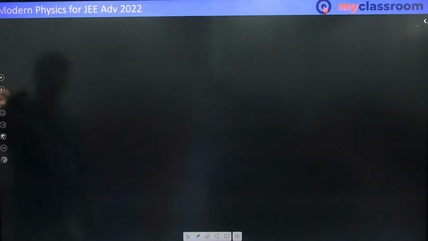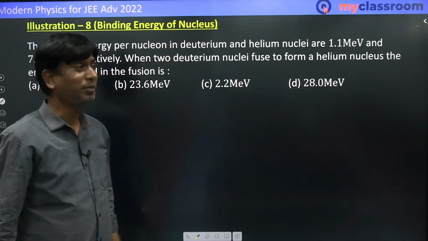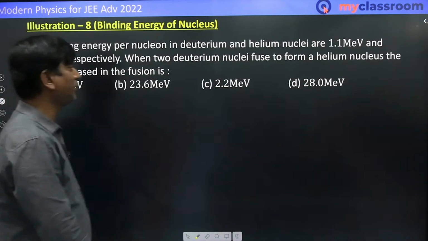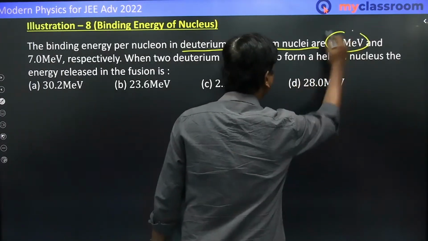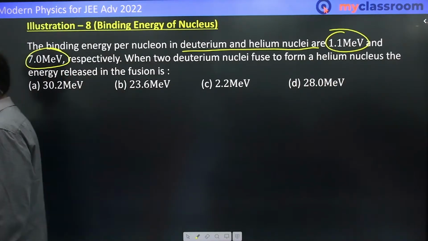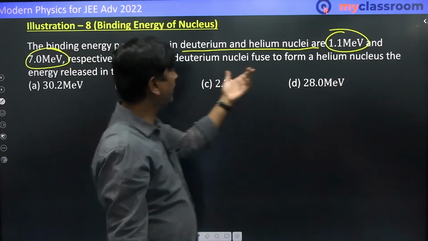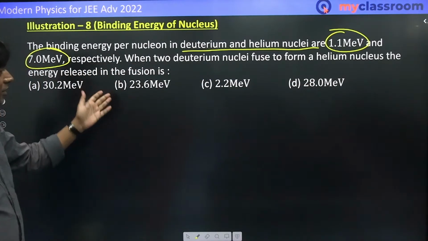Now we are into nuclear physics, the concept of binding energy of the nucleus. The binding energy per nucleon in deuterium and helium nuclei are 1.1 million electron volts and 7.0 million electron volts respectively. When two deuterium nuclei fuse to form a helium nucleus, find the energy released in the fusion.